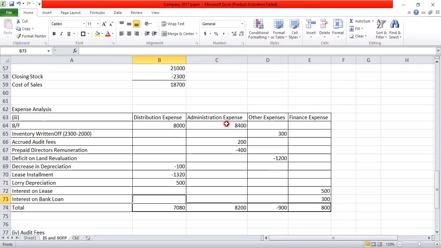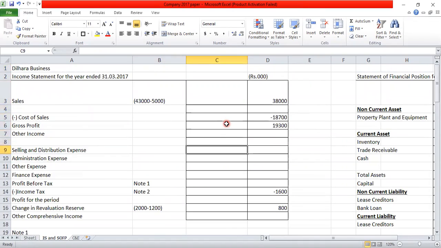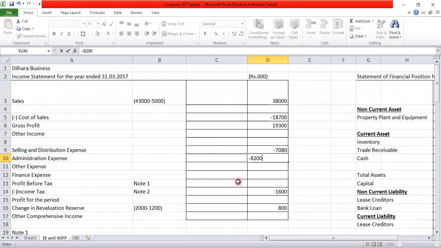So I'm going to take one by one. 7,800 distribution expense. Minus 7,080. And administration expense, I'm going to take 8,200. And other expenses, we had 900 plus, and finance expenses, how much? 800, minus 800. So I will get my profit before tax from gross profit.